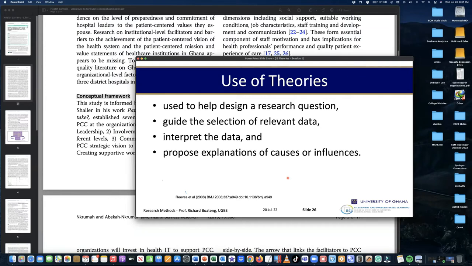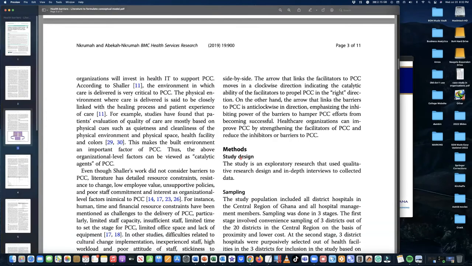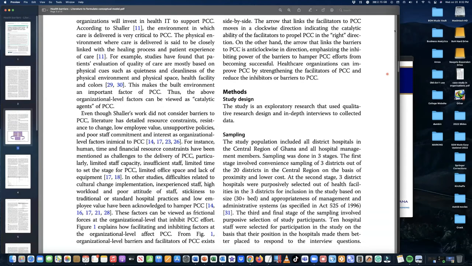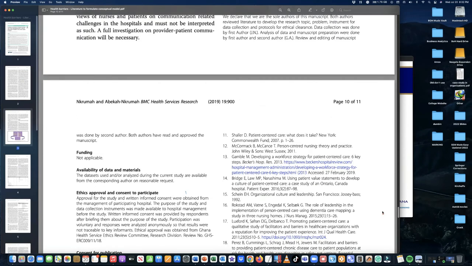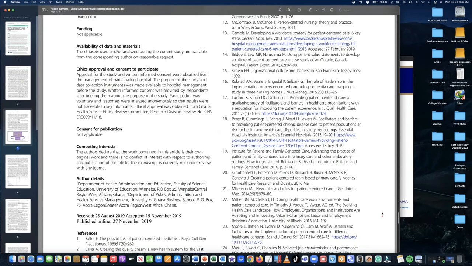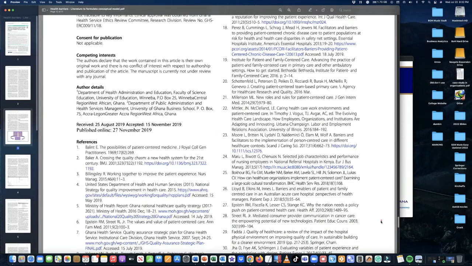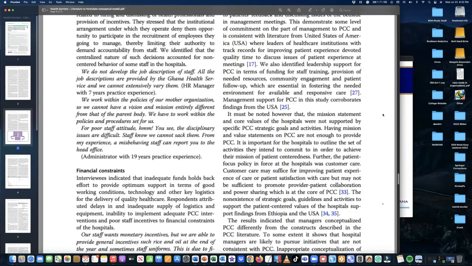So it can also guide the selection of the relevant data, because you know the constructs you are looking for. It will guide you in terms of what questions you really ask and how to look at the relationship and explore the possible causes. If you realize, this guy's work already has the questions that you have to ask. The model is here. So he has asked questions on resource constraint, low employee value, resistance to change. He has asked questions on all this. I don't think his research question is at the back. His questionnaire is at the back. But if it was at the back, you would have seen that his questionnaire would have been used and explained all these things that we are talking about. It's not here. Okay.